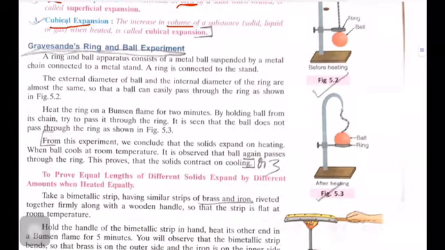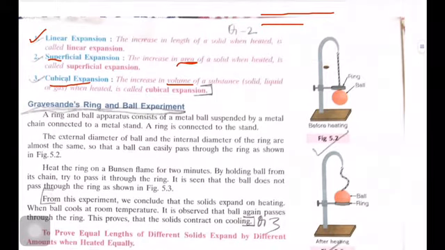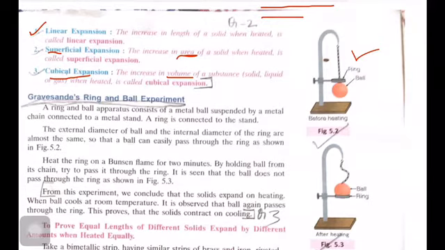Now the next thing is Gravesande's ring and ball experiment. This ring and ball experiment is used to show the effect of heat on different matters. As you can see in this diagram, this is before heating. We have a stand in which a ball is connected with a thread, and this ball passes very easily through this ring. You can see there is a ring here.